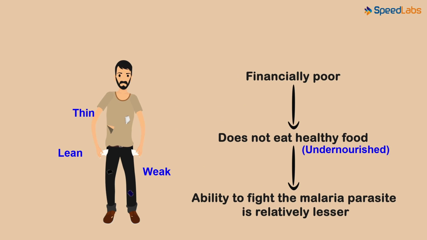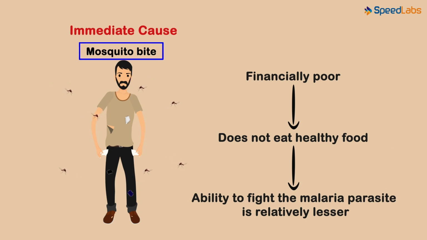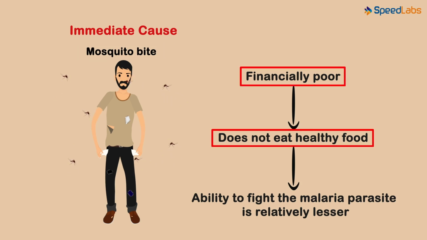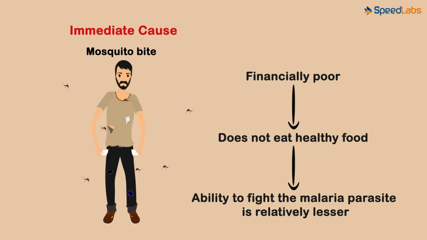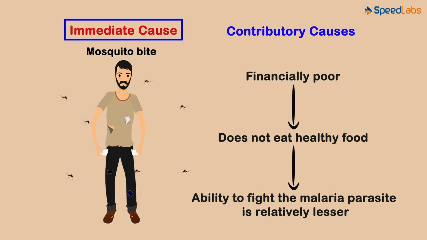So what caused this man to fall ill? Was it just the mosquito bite? Primarily, yes, that was the immediate cause of the disease. But the other reason was the lack of nourishment due to poverty. What do we learn from this? Diseases may not be caused by one single reason. There will be several contributory reasons for a person to fall ill. The immediate cause is the attack of microbes, but their attack will be successful only when the body is not immune to it. We will study the major types of diseases in our next video.